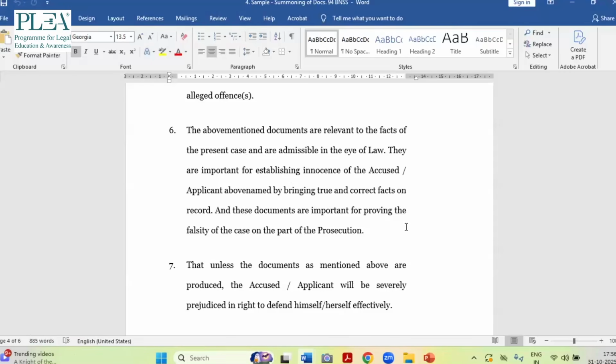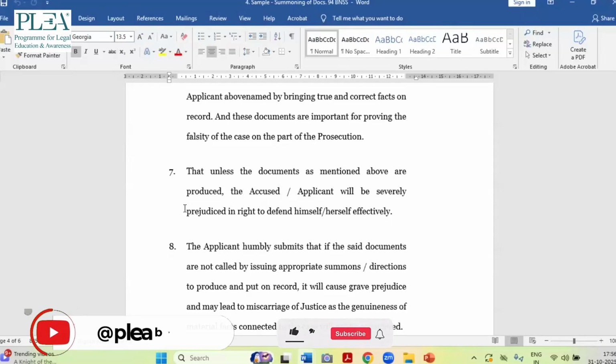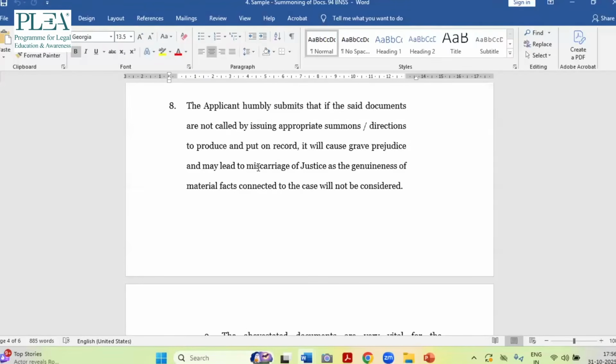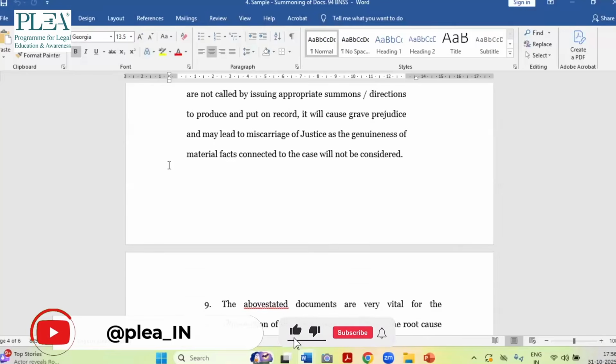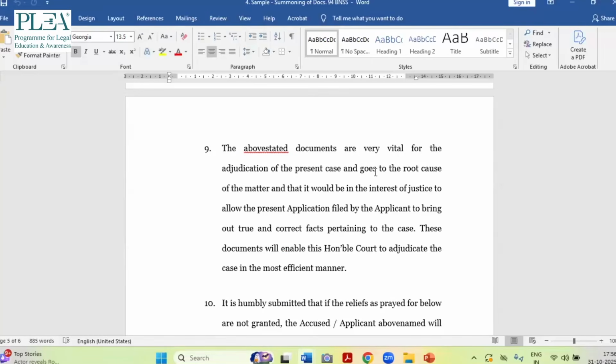This has to be highlighted and shown before the court that if this document is not brought, this will lead to me not being able to make out a defense for myself. That unless these documents are produced, it will cause severe prejudice to the accused and his right to defend will be affected. Now, if these documents are not summoned and called upon, it will lead to miscarriage of justice because genuine facts are not considered by the court. These documents are vital for adjudicating the present case and go to the root cause of the matter.